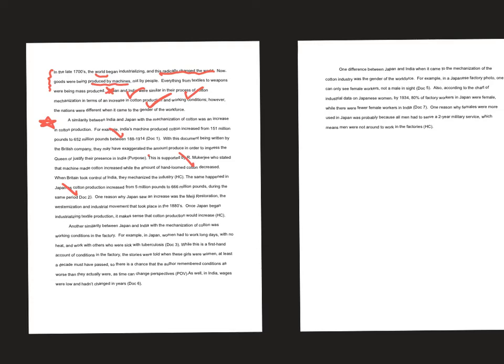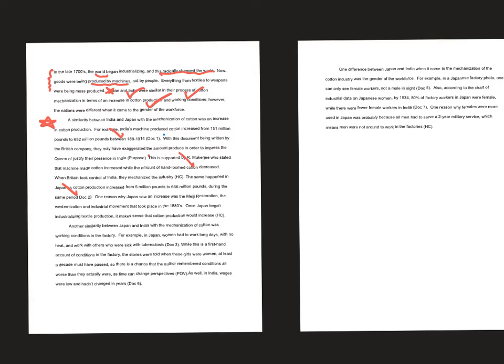Then I go back and I look for sourcing. And I see that this student has attempted sourcing twice in this paragraph. Let me change my pen color so it's easier for you guys to see. So this is where sourcing number 1 starts. With this document being written by the British company, they may have exaggerated the amount of produce in order to impress the Queen or justify their presence in India.